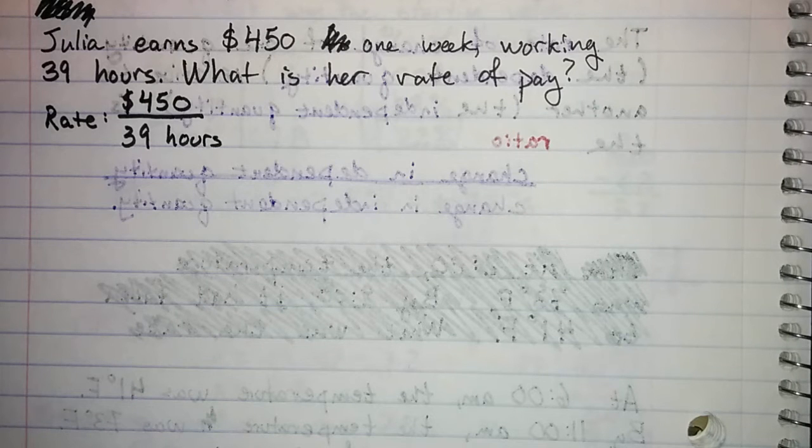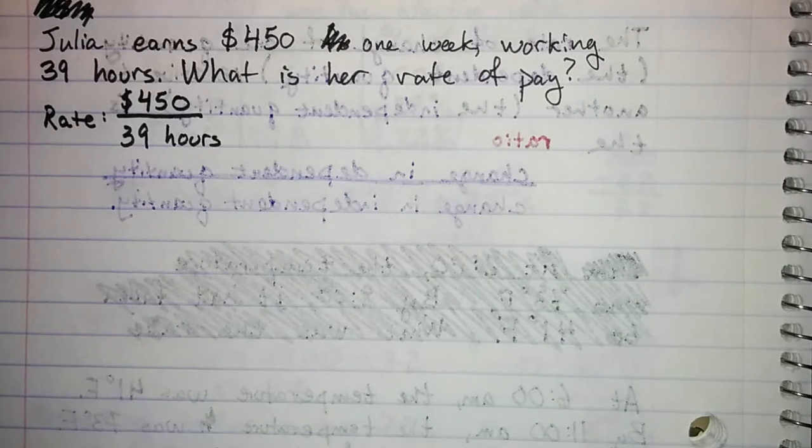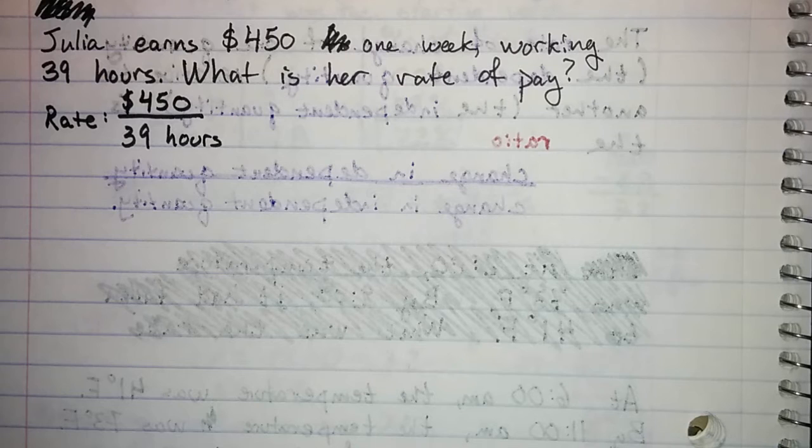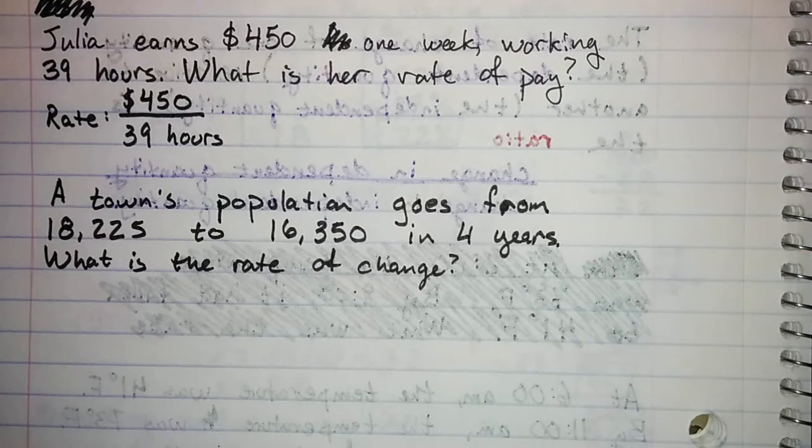Let me give you one of these to try, one of this last kind, where you have to decide on your own what the independent and dependent quantities are. Suppose a town's population goes from 18,225 to 16,350 in 4 years. What is the rate of change? Pause the video and try this now.